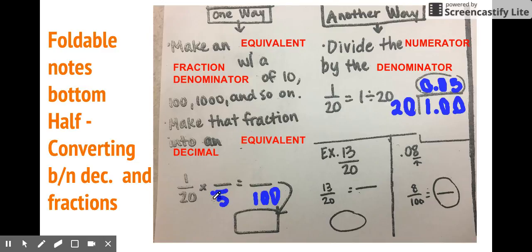So now we have 20 times 5 gives you 100, but what you do to the bottom, you have to do to the top. So now you have 1 times 5, and that is 5. And since it's over 100, our answer would be 0.05. And the reason why it's not just 0.5 is because it's not 50 over 100. It's just 5, which would be represented as 0.05.